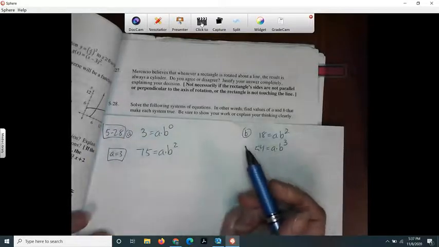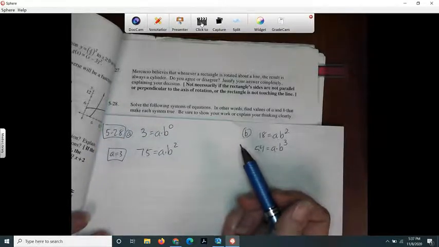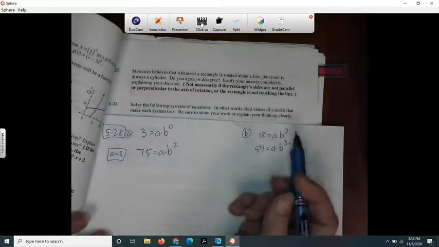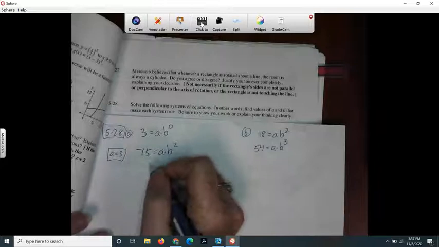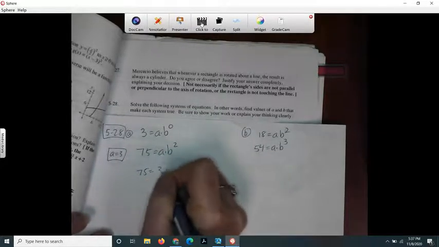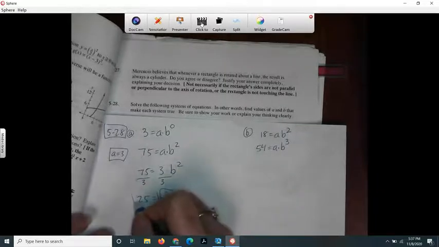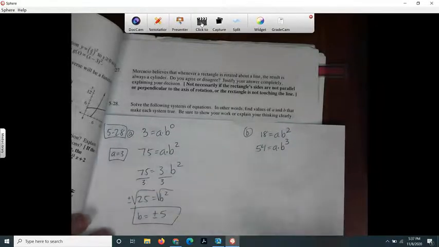And then you would go 75 equals 3 times b squared, and then divide both sides by 3. So 25 equals b squared, and then square root both sides. And then we're going to have to take a plus or minus. So b is plus or minus square root of 25, which is 5. So there's a and b. So that's how I would do that one.